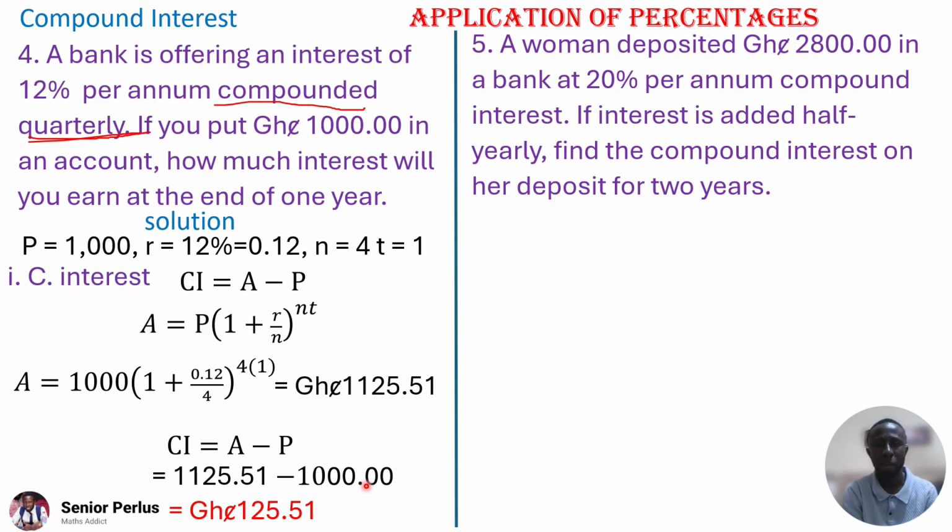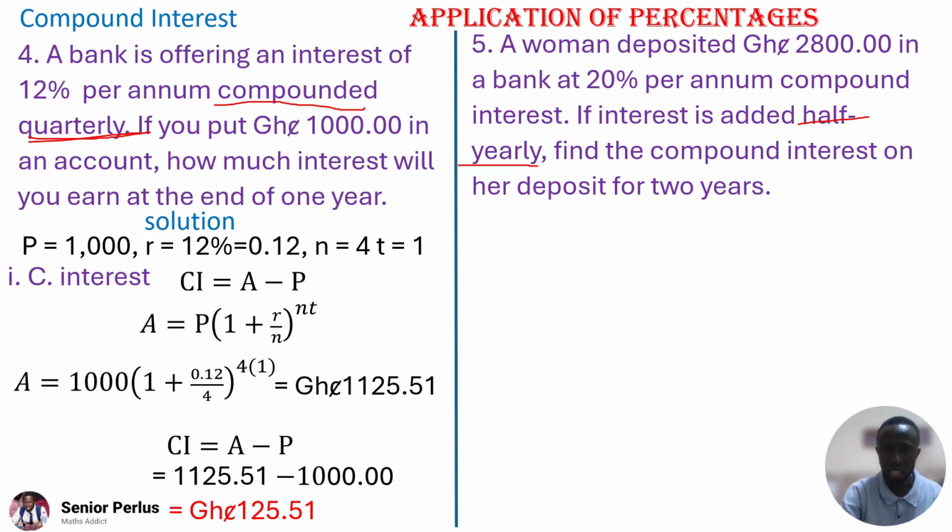A woman deposited 2,800 Ghana cedi in a bank at 20% per annum compound interest. If the interest is added half yearly, that is semi-annual, find the compound interest on her deposit for 3 years. So there's interest added half yearly, and there's an installment of interest.